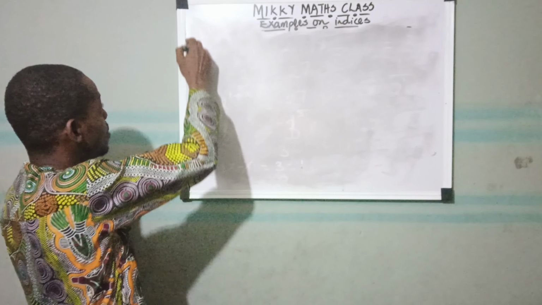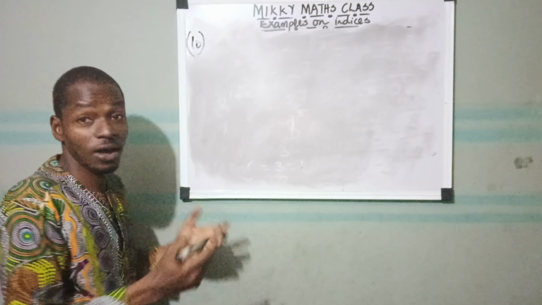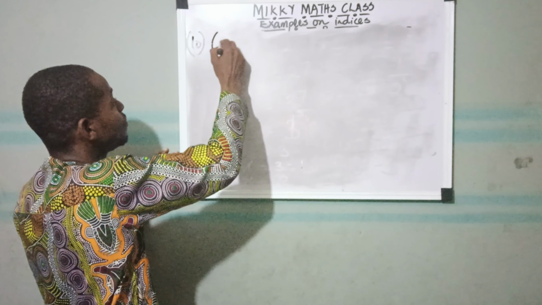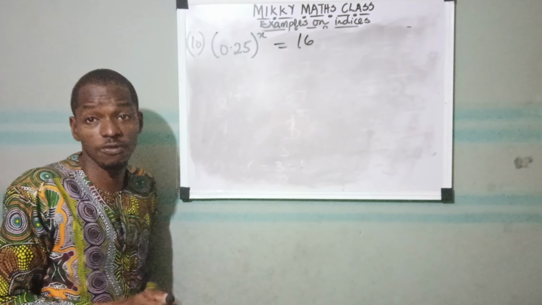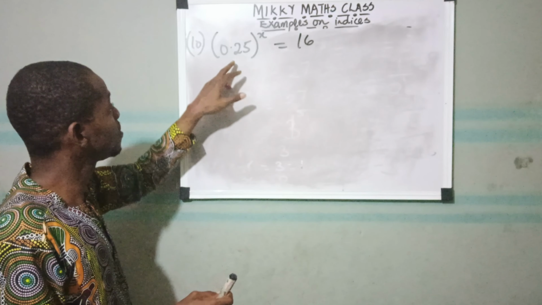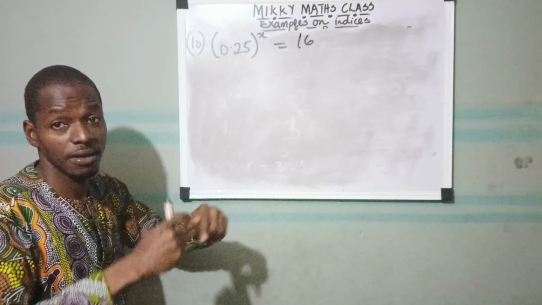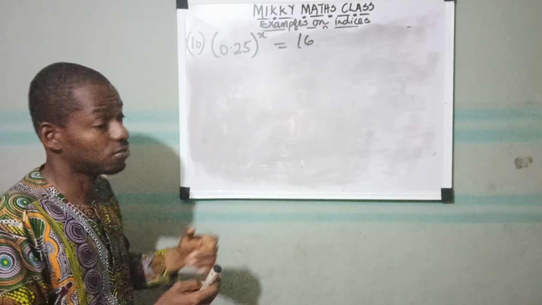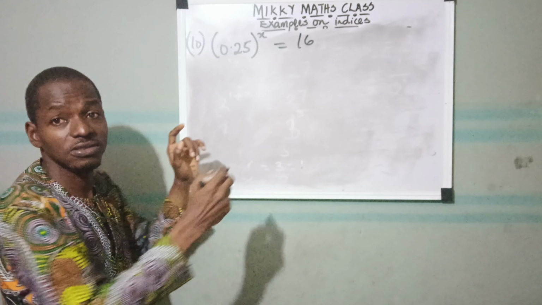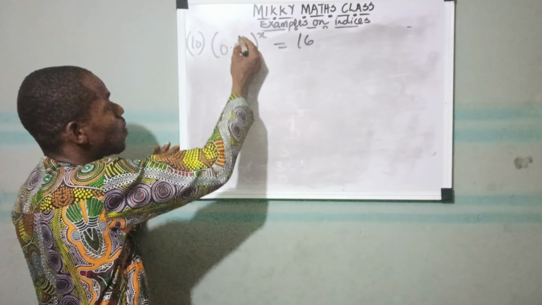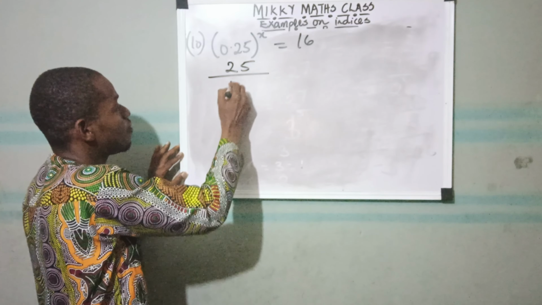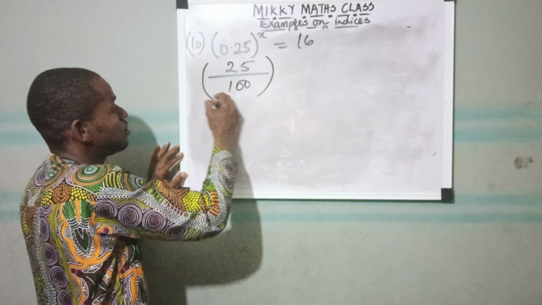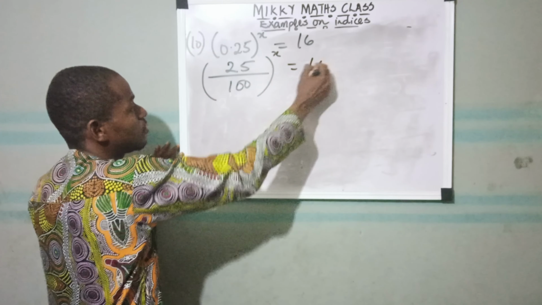Alright, let's take example 10. You can have something like this: 0.25 raised to the power of x equals 16. Now this 0.25, make it become a fraction. This is a decimal. How do I do that? I take the decimal point out. How many times did I move it? 2 times. So that's 25 over 100 raised to the power of x equals 16.